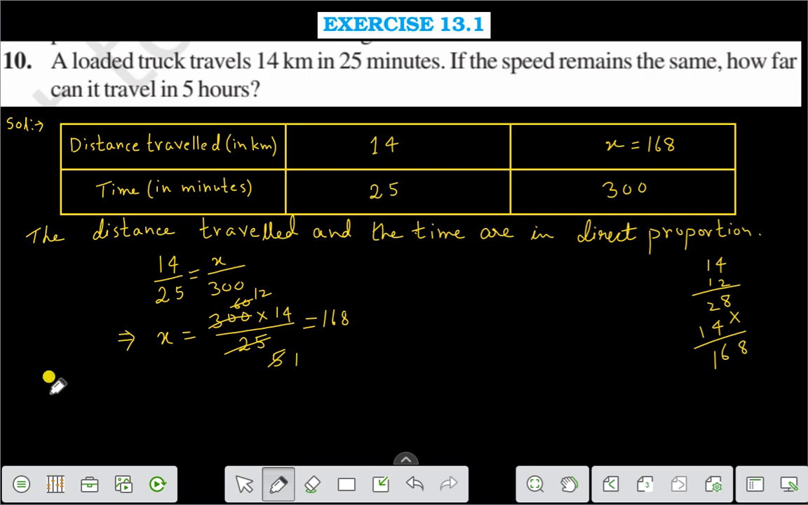How far can it travel in 5 hours? Therefore, we can say that the truck can travel 168 kilometer in 5 hours.